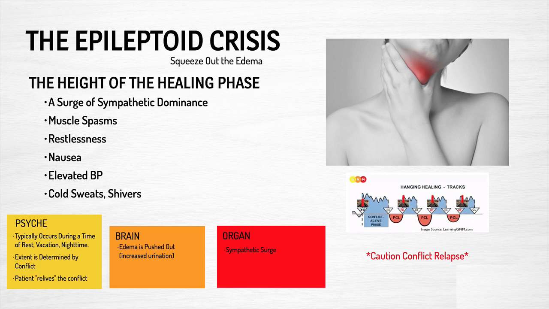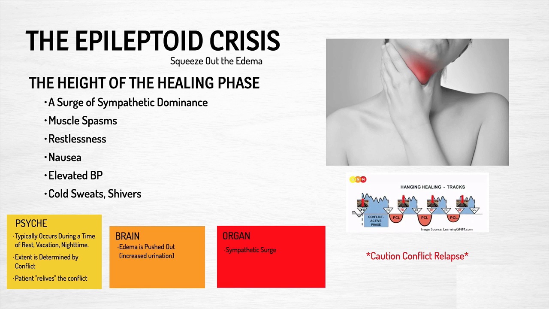Epileptoid crisis. So this is always what happens halfway through the healing phase. Once you've gotten to the maximal point of swelling, the maximal point of edema, the body has a surge of sympathetic dominance, and the point of this is to squeeze out the additional edema, squeeze out that swelling so that we can finish up the healing phase.